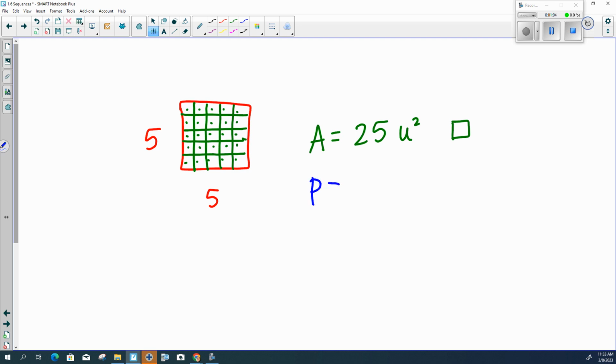The perimeter, on the other hand, is like going around the edge. 1, 2, 3, 4, 5, where one unit is from here to here. 6, 7, 8, up to 20. And these are just units.